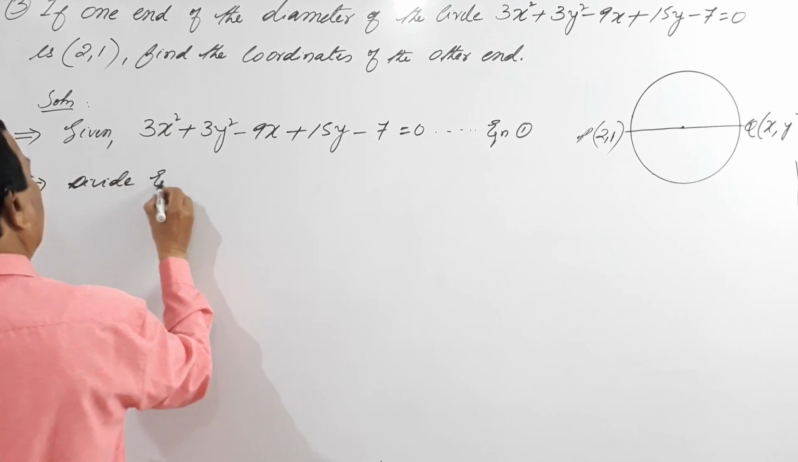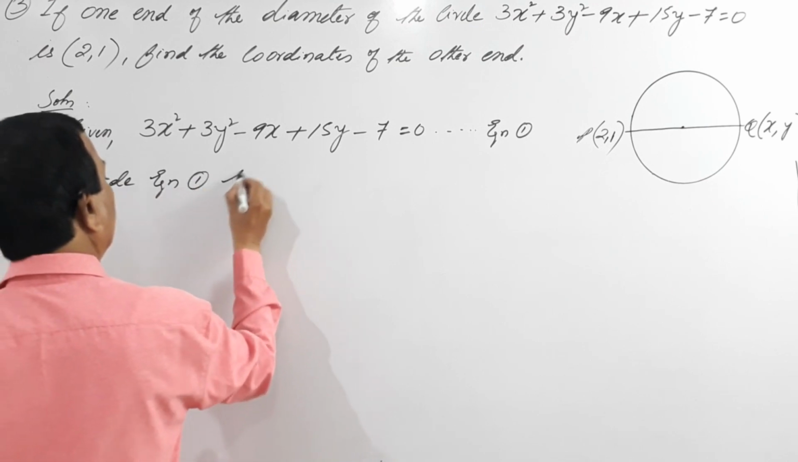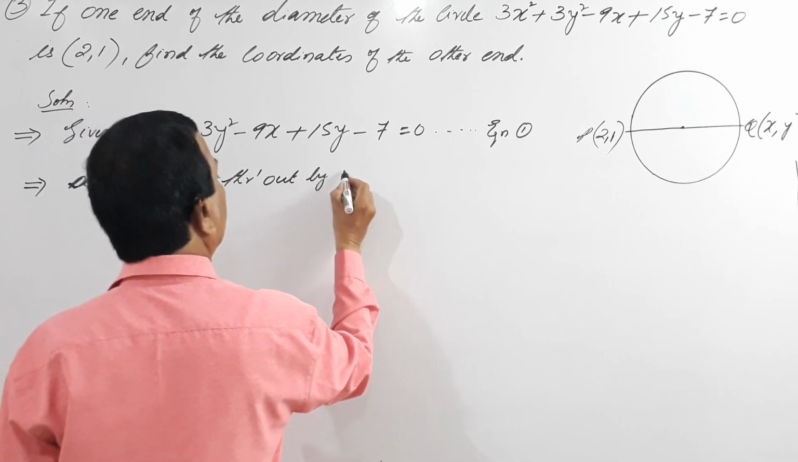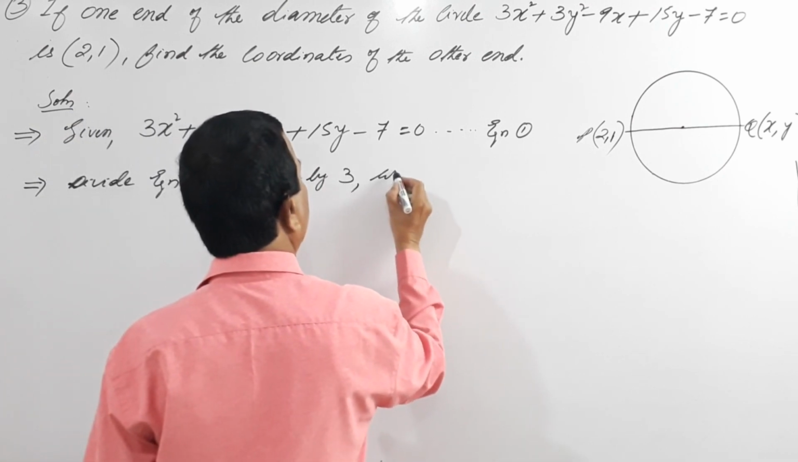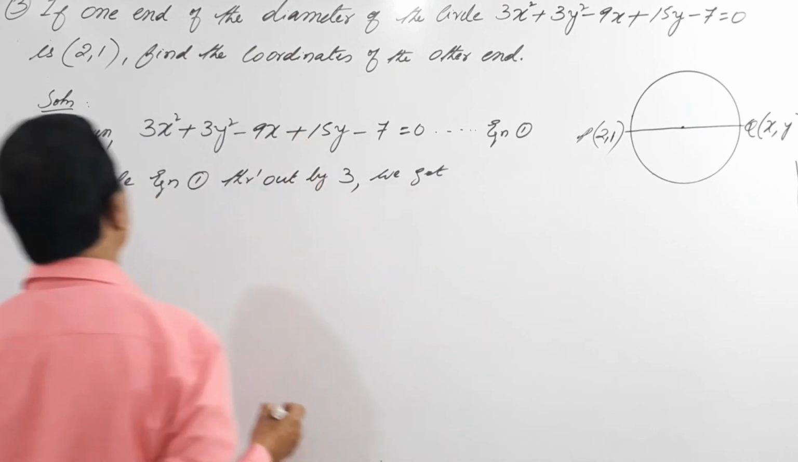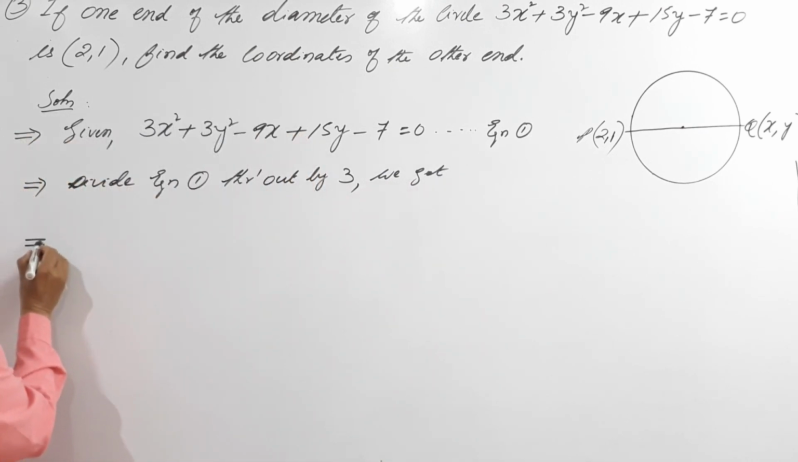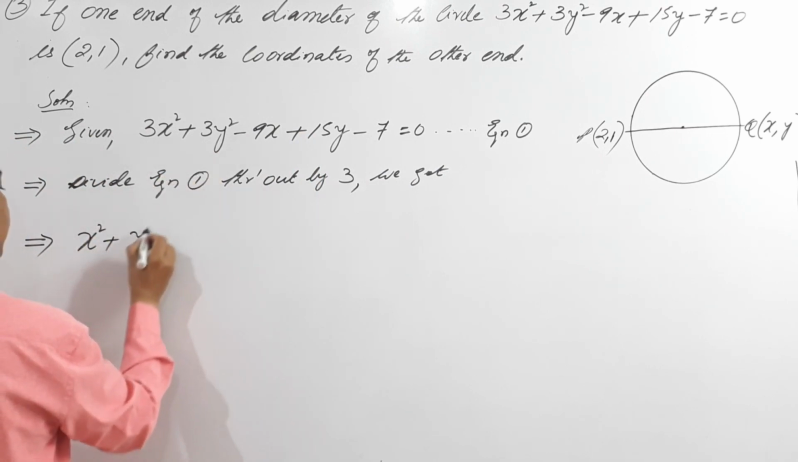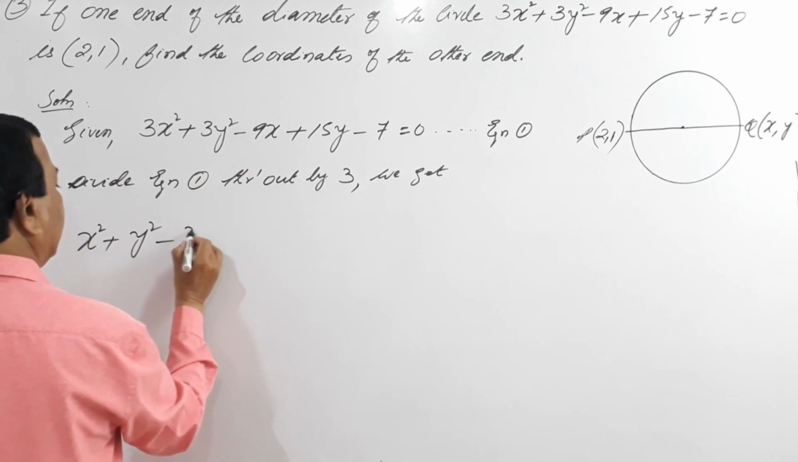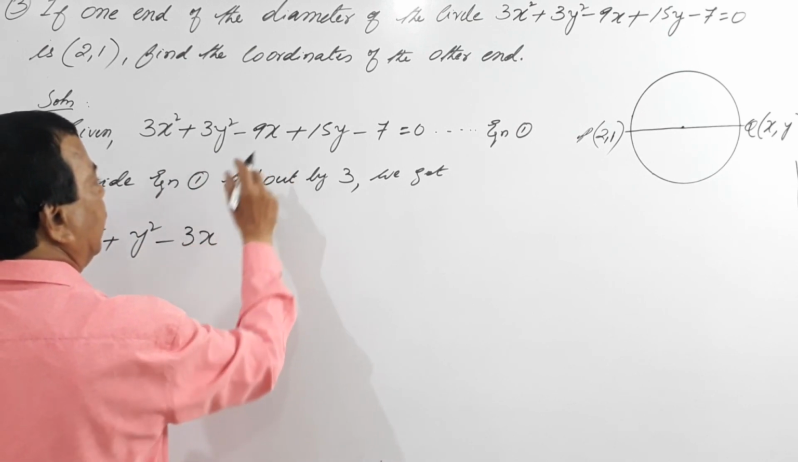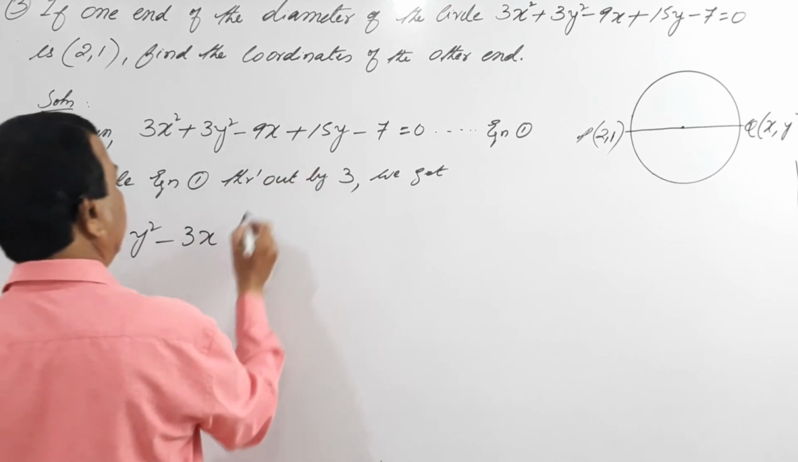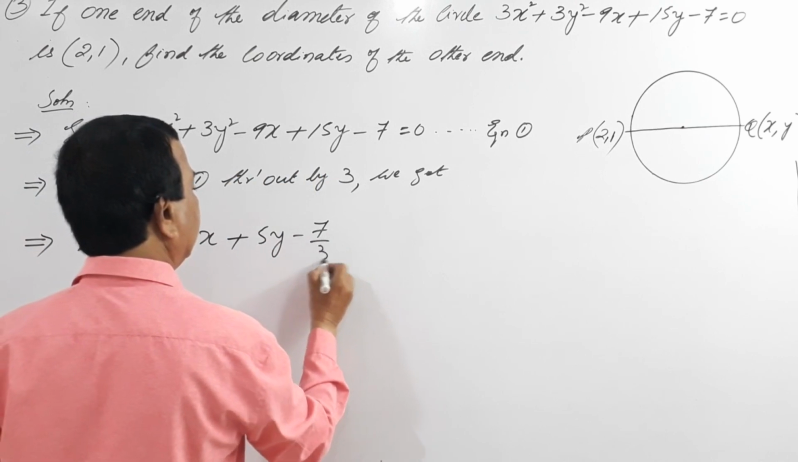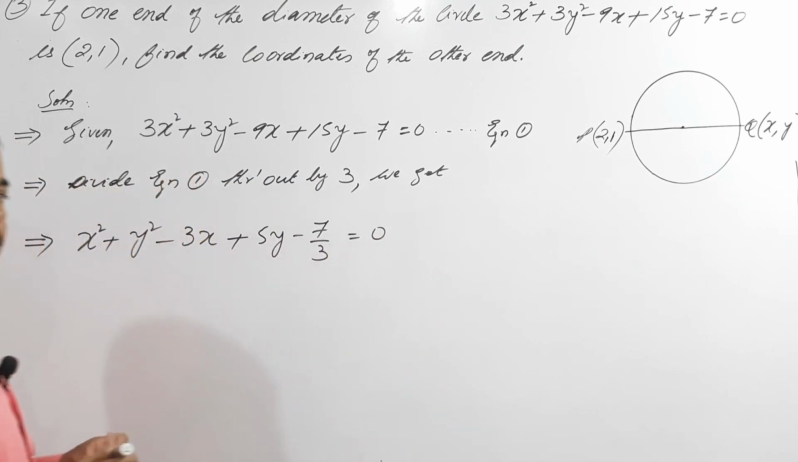So I divide equation 1 throughout by 3. What happens? We get x square plus y square, this becomes minus 3x, since 9x divided by 3 is 3x, and this becomes plus 5y minus 7 by 3 equals 0. Right?